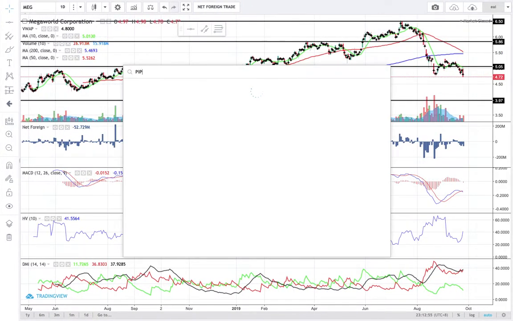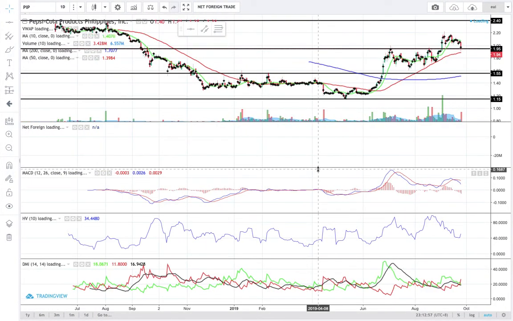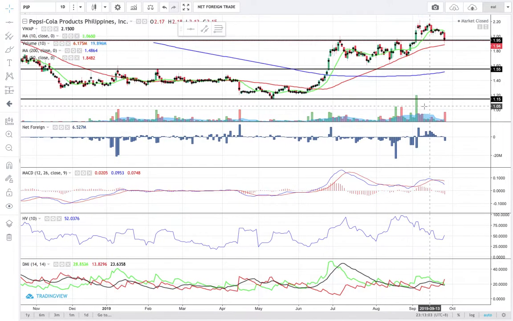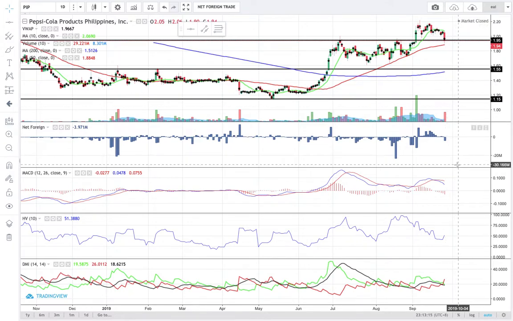Okay. Next, PIP. It closed today at 1.94. Support is at 1.55. It broke below the previous support at 1.95, which is now its immediate resistance. And the new support again is at 1.55. The 10 SMACD combo is invalid. Foreign funds registered net foreign selling worth 4 million pesos.